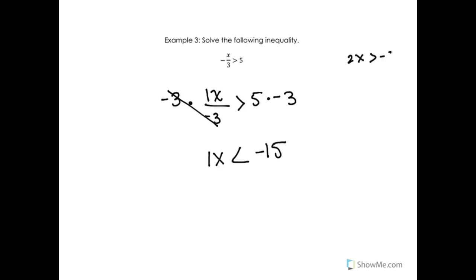If you have something like 2x is greater than negative 8, just to clarify, if I divide by 2 to get my x by itself, this does not flip the sign, even though you get a negative 4 as your value, because the number that you divided by is positive. Something like this also doesn't flip your sign because, again, you're not dividing or multiplying by any negative number. The only time that you flip your sign is when you multiply or divide by a negative number.